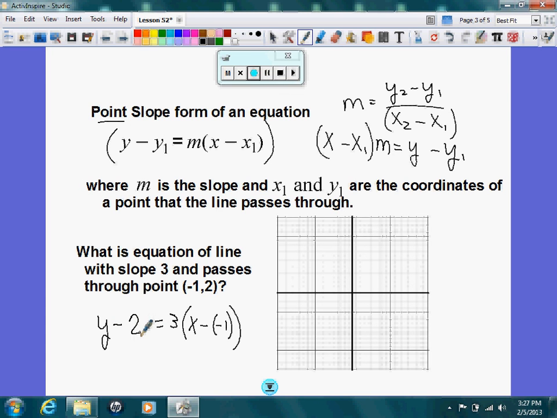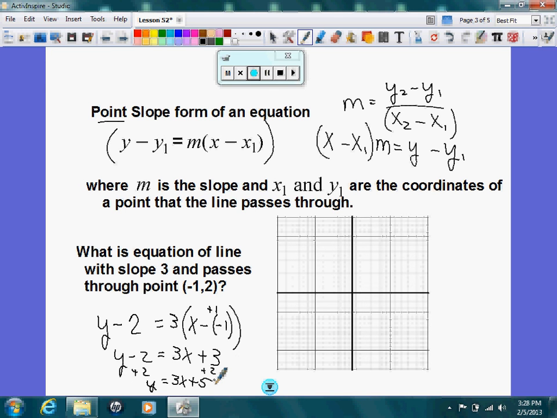Is 2, so we can multiply this out, and we get y minus 2 is equal to 3x. Now, minus and minus is a plus 1. 3 times 1 is plus 3, and then we could add 2 to both sides if we wanted to do that. And we would get y is equal to 3x plus 5. Now let's graph that and see what we get.